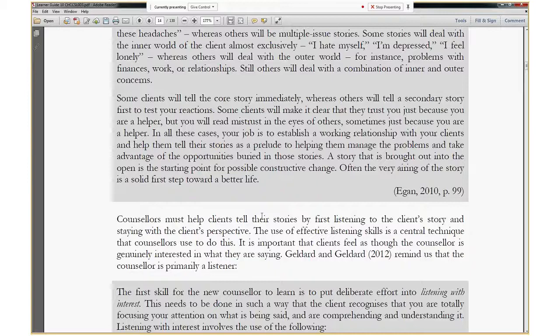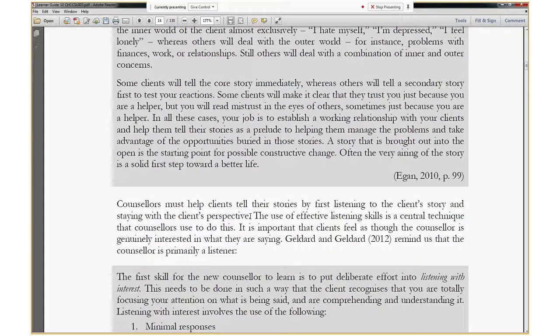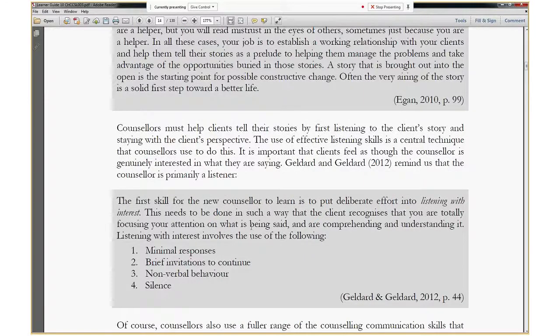Does that make sense? Any questions? No? Good. Let's get going. What brought you here? That's my introduction, and that's what I do, and that's the easiest one. The rest is all in the paperwork I send them. Now, okay, back to Geldart and Geldart.